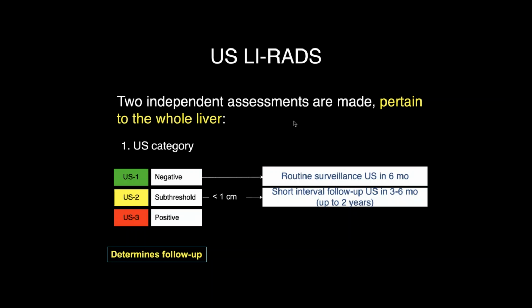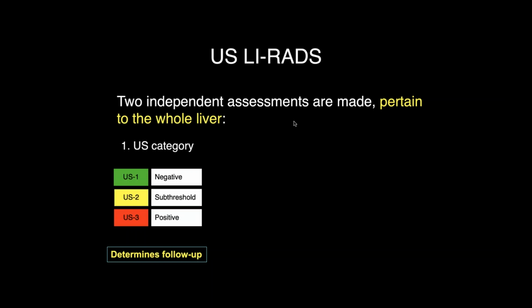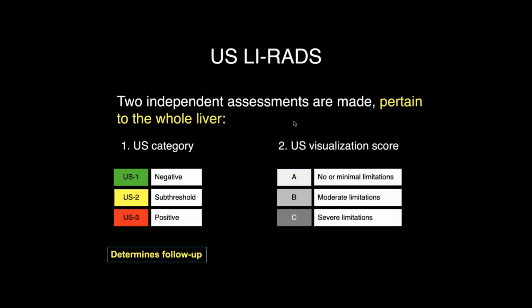If you see something that is greater than a centimeter on ultrasound, that would qualify as an ultrasound 3 positive examination. For that, we recommend further characterization with a multi-phase contrast enhanced exam. The second assessment we recommend providing is the ultrasound visualization score. Like the ultrasound category score, there are 3 possible visualization scores. There's A, no or minimal limitations, B, moderate limitations, and C, severe limitations. The ultrasound visualization score communicates the expected level of sensitivity, but it does not determine follow-up at this time.